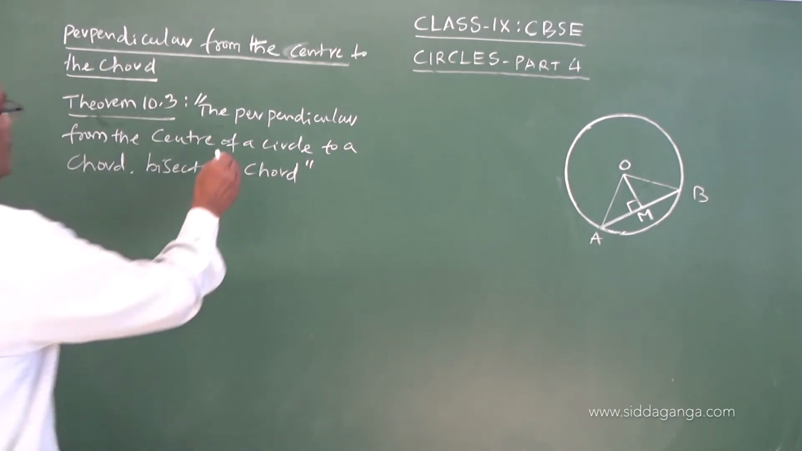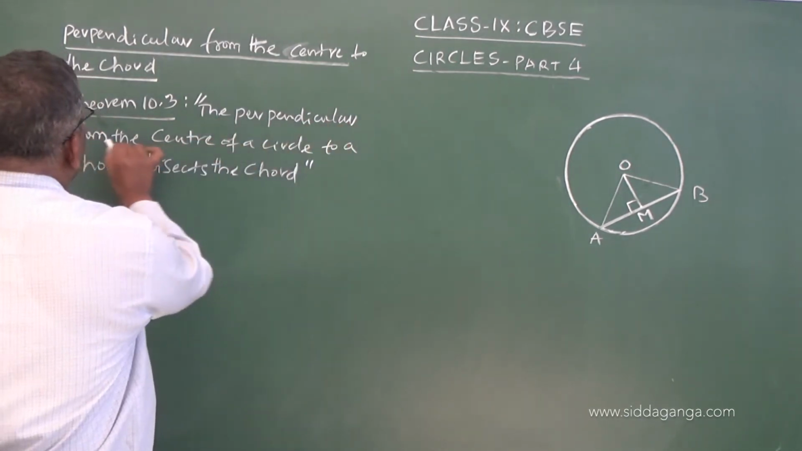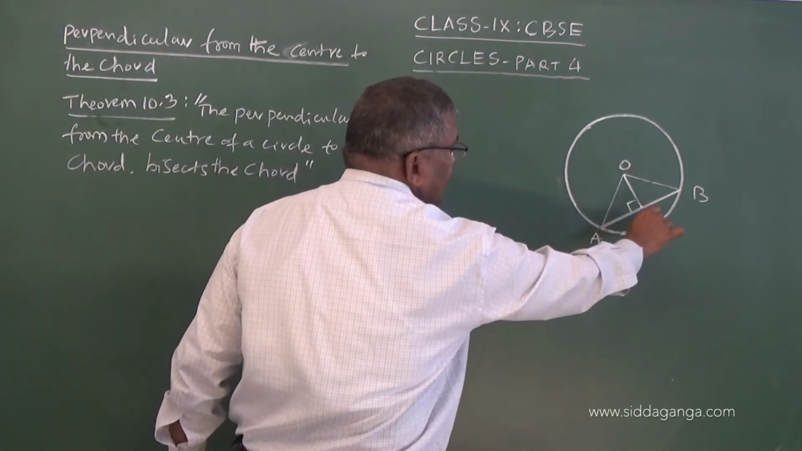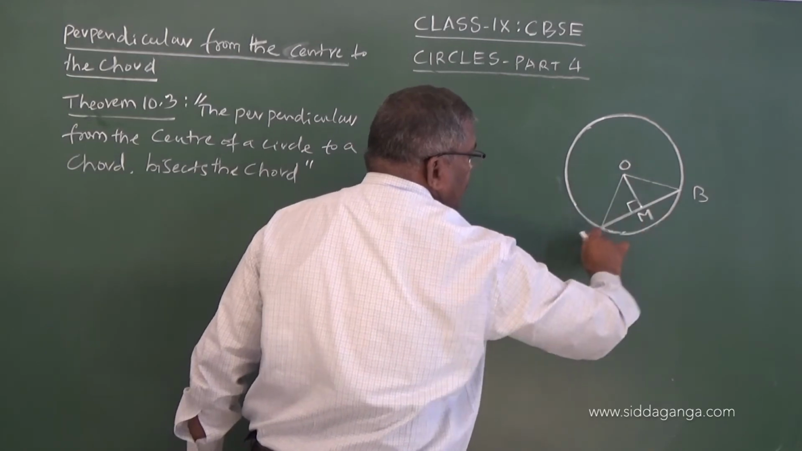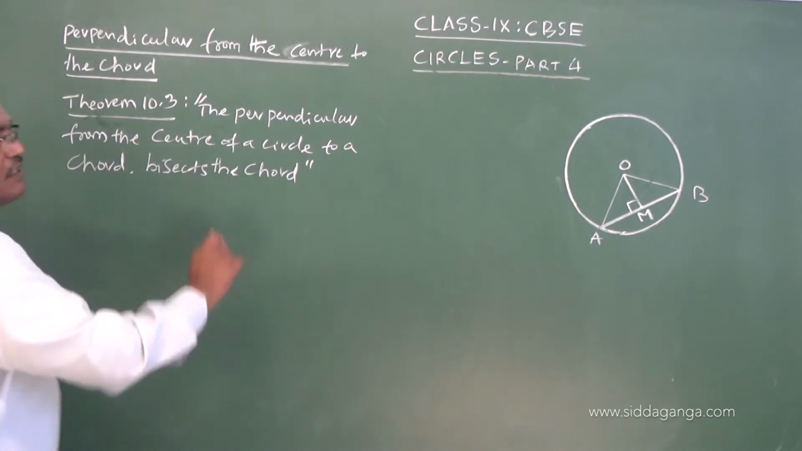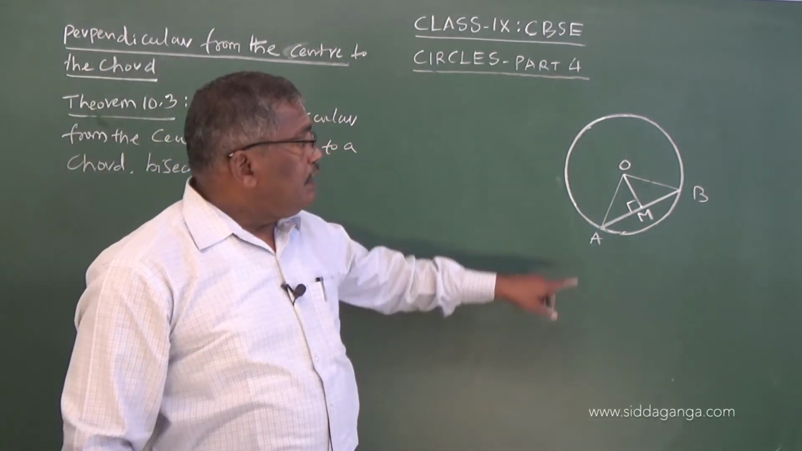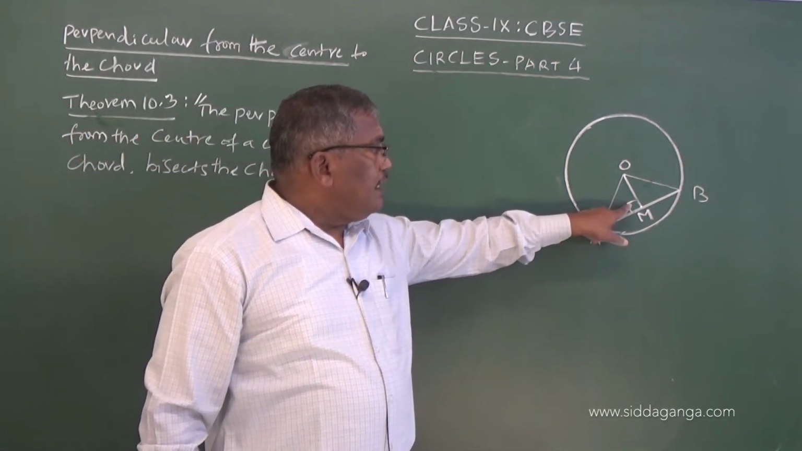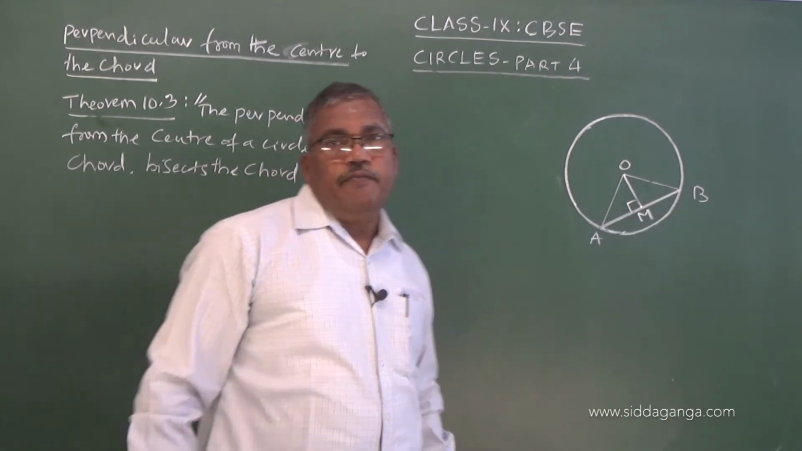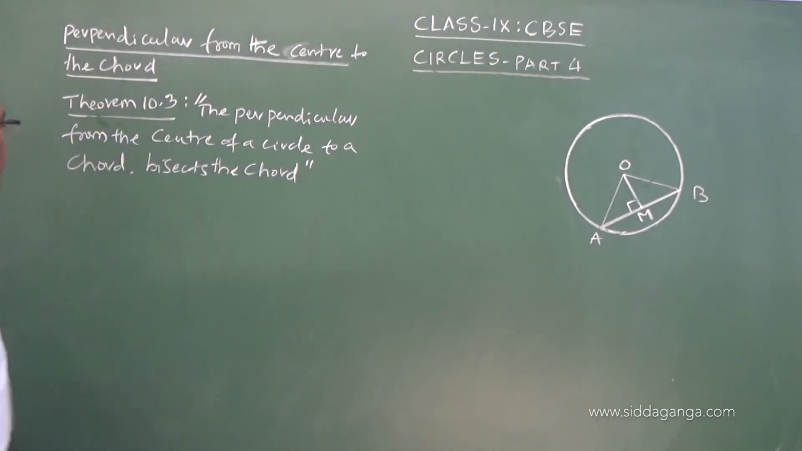So let us understand the theorem. The perpendicular drawn from the center of a circle to the chord bisects the chord. So OM is the perpendicular drawn from the center to the chord. What is given? This is 90 degrees, given. We have to prove that AM is equal to MB. That is the gist of the theorem.